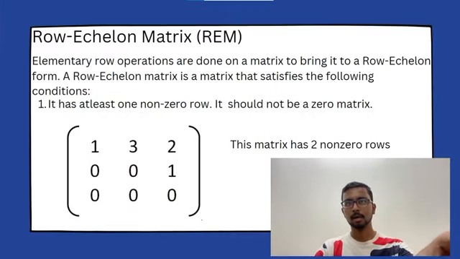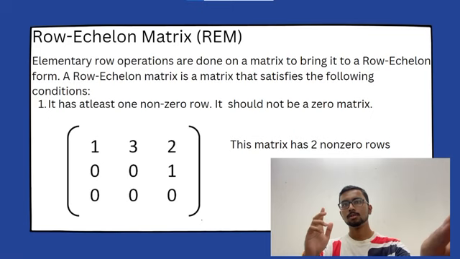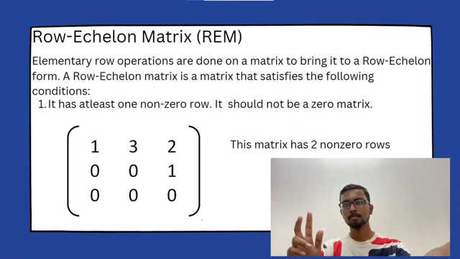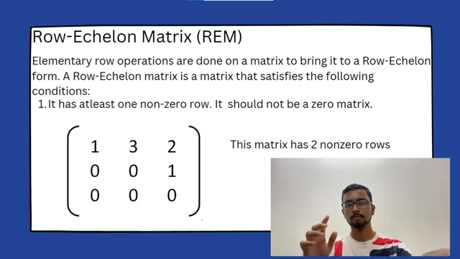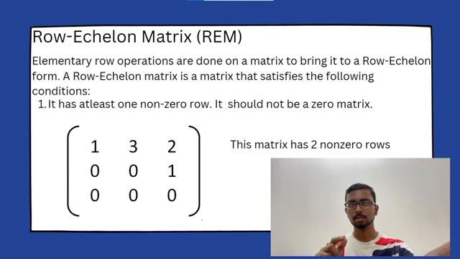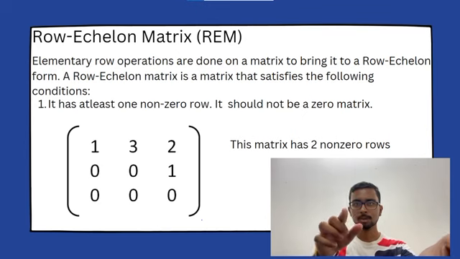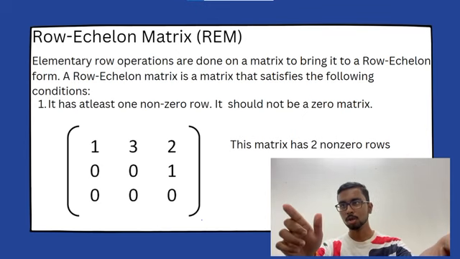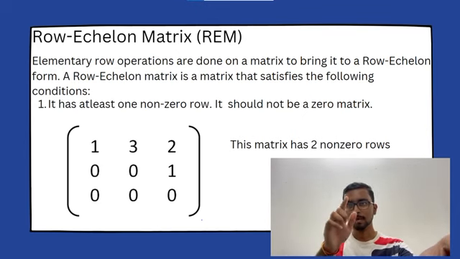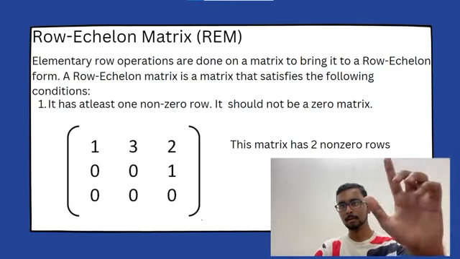What is REM? REM, or row echelon matrix, is a matrix derived when elementary row operations are done on a matrix. A REM must have particular properties. The first property is that it must have at least one non-zero row, so it shouldn't be a zero matrix. As you can see, this matrix on the screen has two non-zero rows.